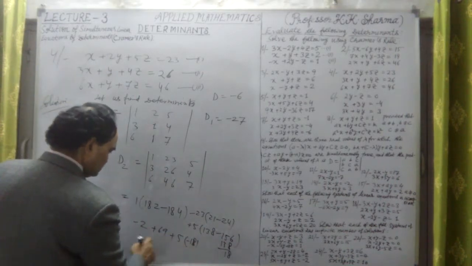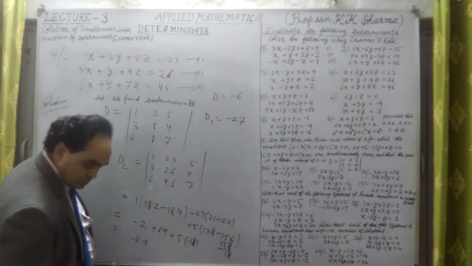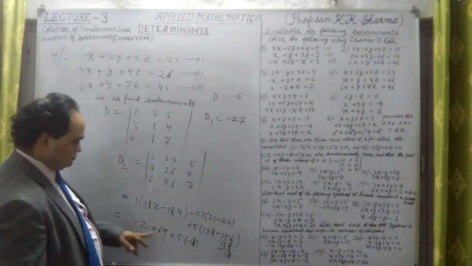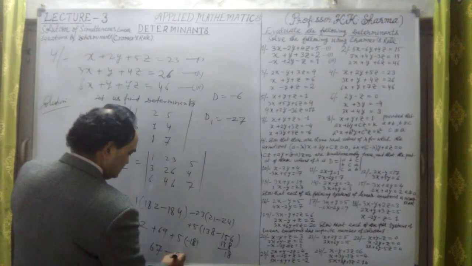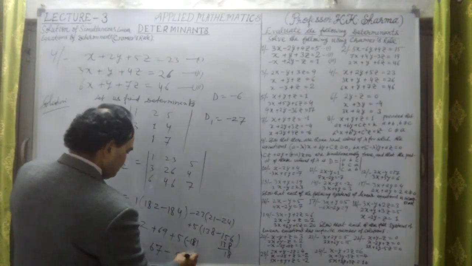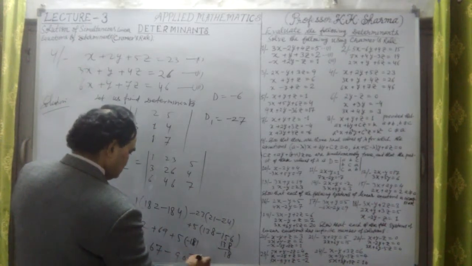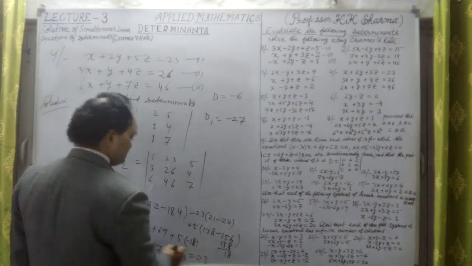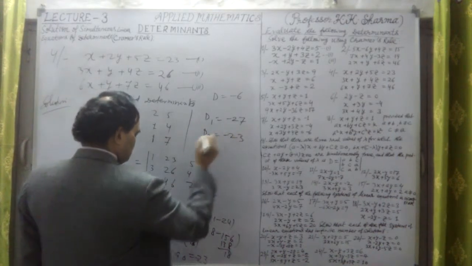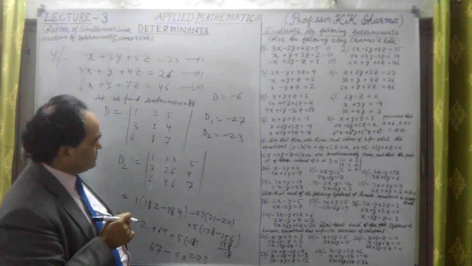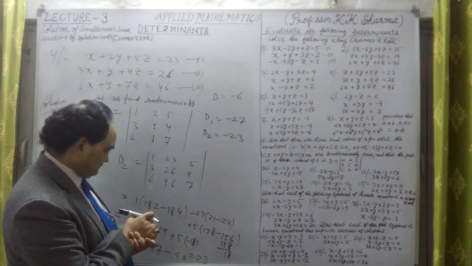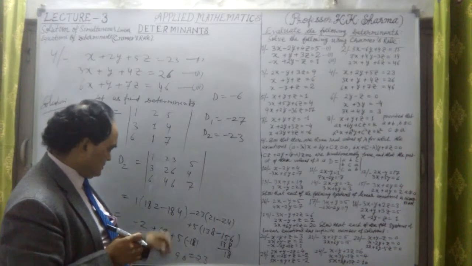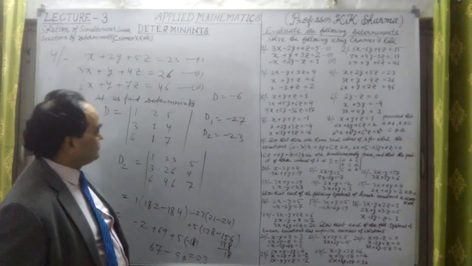Okay, let me write again. Minus 2 plus 69 is 67, a positive value. Then minus 5 into 18 is minus 90. 10 minus 7 is 3, 1 carry, 9 minus 7 is 2. So it is minus 23. D2 is minus 23. Yes, minus 23, no problem at all. Now let's take D3.